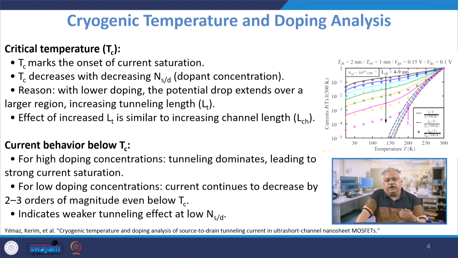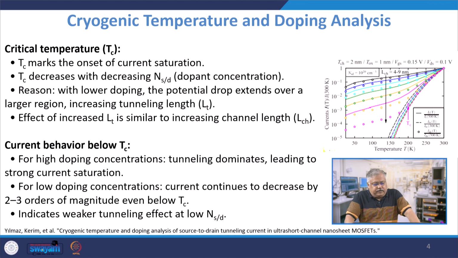When the source to drain dopant concentration starts to fall, the resistance starts to increase, and effectively you require a larger TC in order to mark it. So when your TC decreases, your NSD is also decreasing because of lower doping.